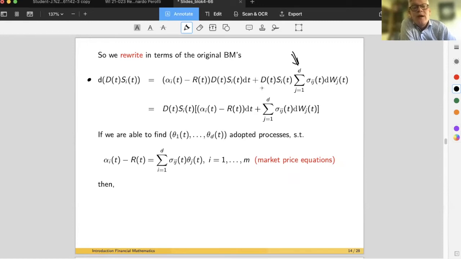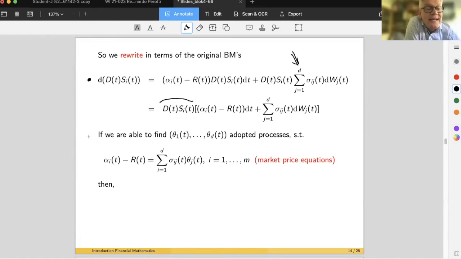So we are having this now. We can take the D S_i out of brackets. So here is the discounted stock price process. And what remains in these square brackets is (α_i(t) minus r(t)) dt plus this sum, j runs from 1 to d, σ_ij(t) dW_j(t).